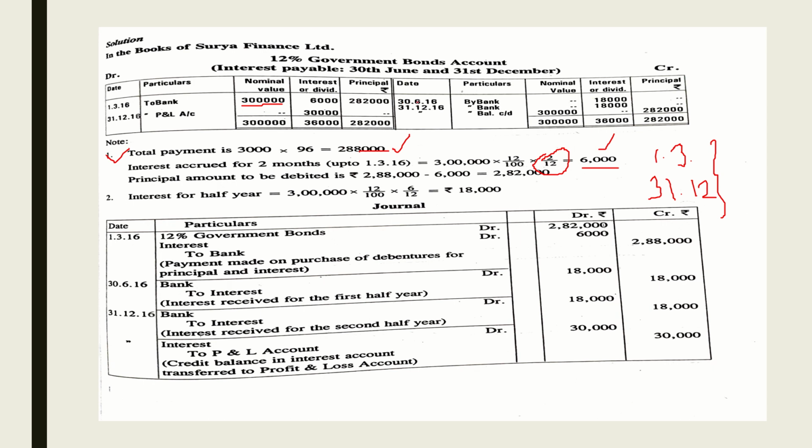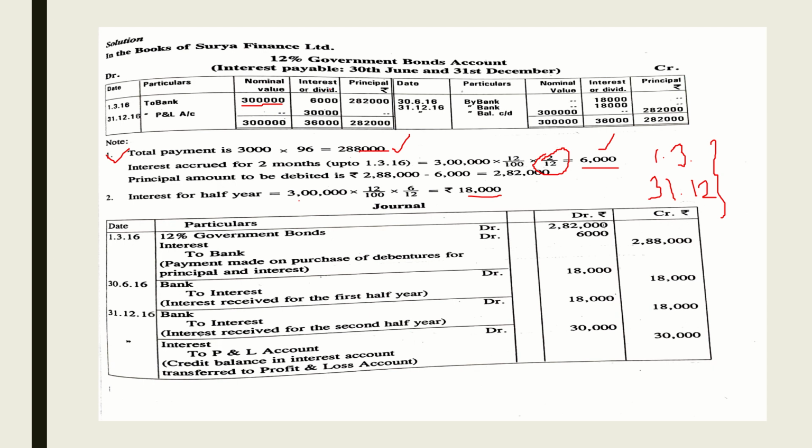Now we have the half yearly interest, that is on 30th June 2016, by bank. We have to calculate the amount of interest, that is nominal value into percentage into 6 by 12. It comes to 18,000. And at the end of the year, that is 31st December 2016, again we have an interest. The calculation is the same, 18,000 is recorded.